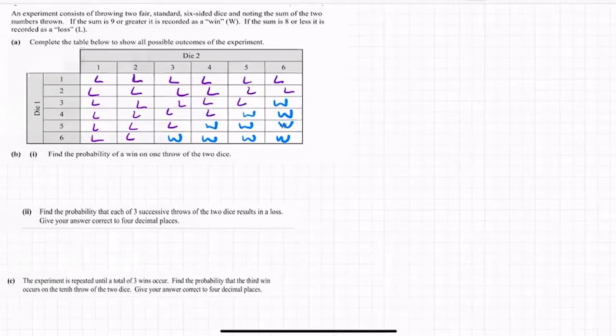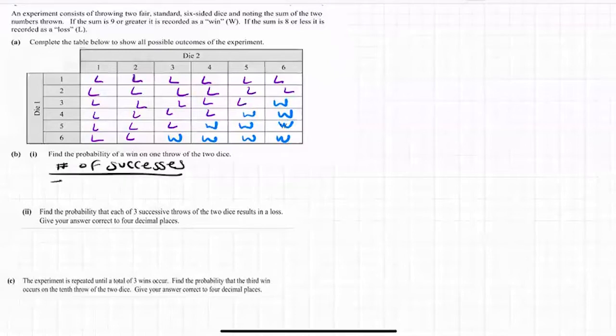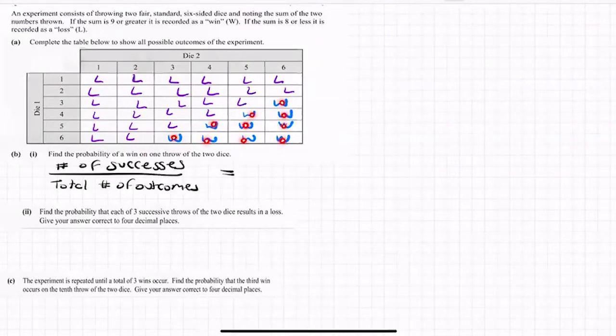Okay, well, remember what probability is. It is the number of successes over the total number of outcomes. Okay, so my number of successes is 1, 2, 3, 4, 5, 6, 7, 8, 9, 10 over the total number of outcomes, 6 sixes are 36. Okay, so 10 out of 36, perfectly fine. You can reduce it down to 5 over 18 if you wish. Okay, so that's that first part.